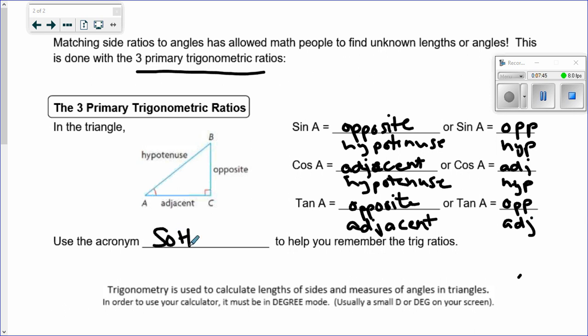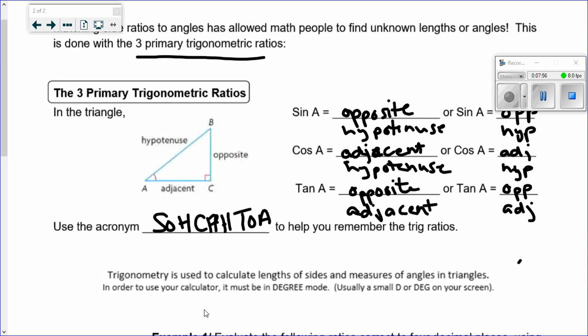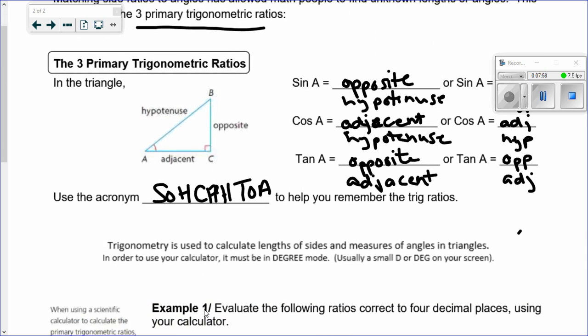Math people are big on SOHCAHTOA, which is a short way of remembering the names. So notice, sine theta equals opposite over hypotenuse.